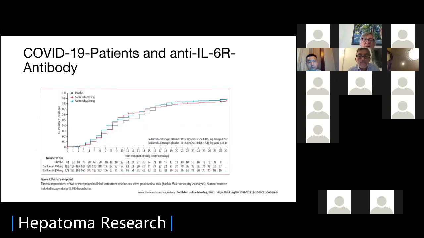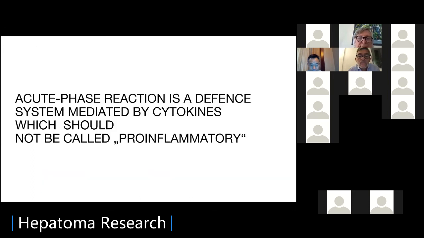And this trial showed that the antibody against the receptor was ineffective. It did not improve overall survival. I would even guess that there was a worsening of the survival because, next slide, because the acute phase reaction is a defense system mediated by cytokines, which should not be called pro-inflammatory.